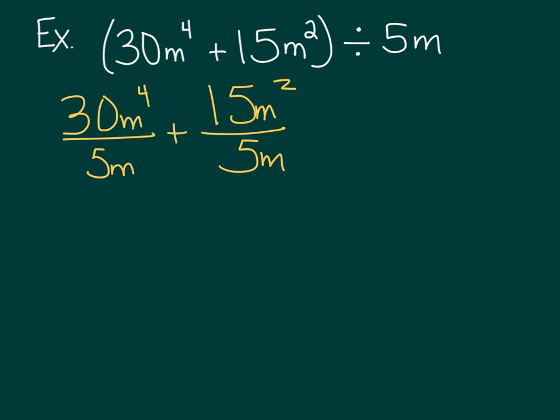So now doing the math, 30 over 5 would be a 6. m to the fourth over m would be m cubed. 15 over 5 would be a 3. m squared over m would be an m, and you're done.